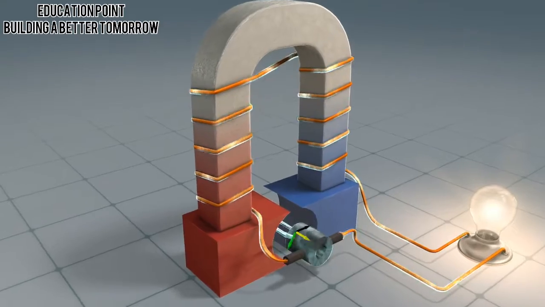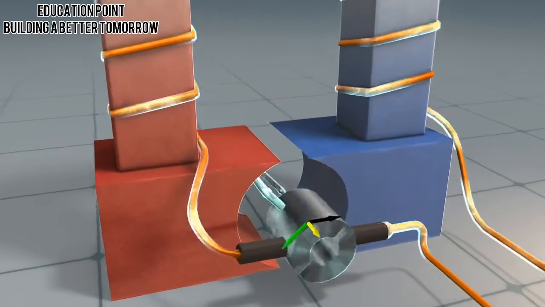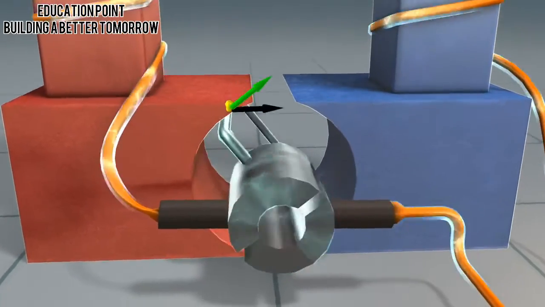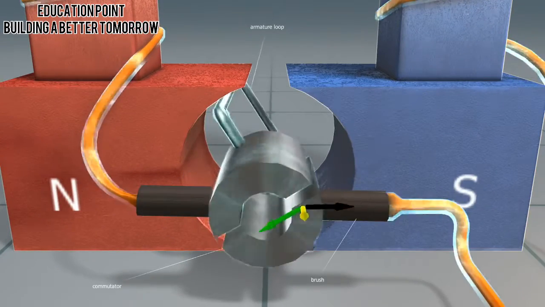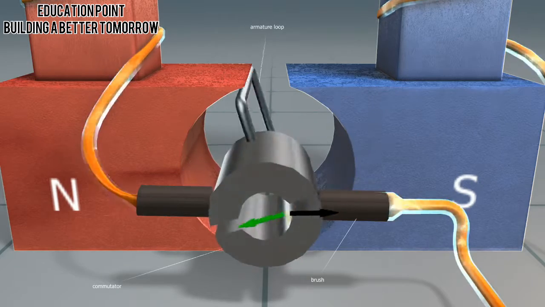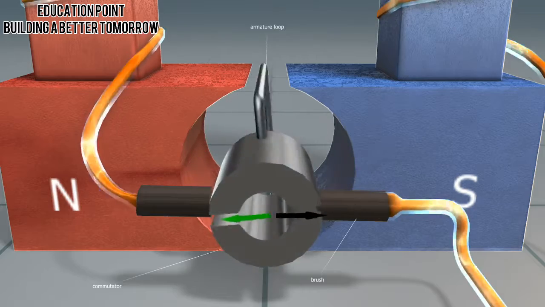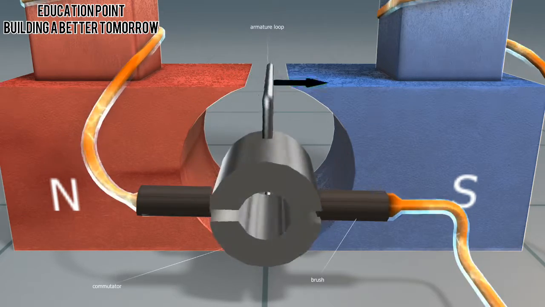The magnetic field induces electric current in the rotating armature loop, the strength and direction of which is shown by the yellow arrow. The black arrow is the magnetic induction vector B. It points from the north pole of the magnet to the south pole. The green arrow indicates the speed of the armature loop.